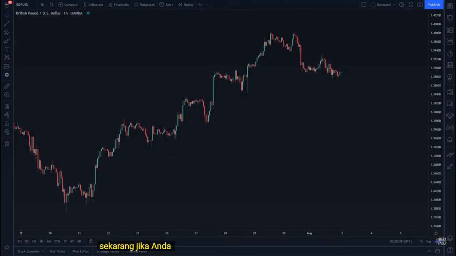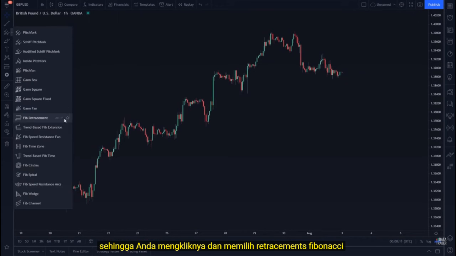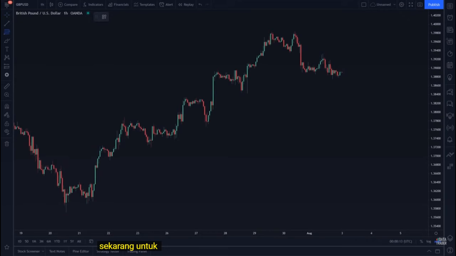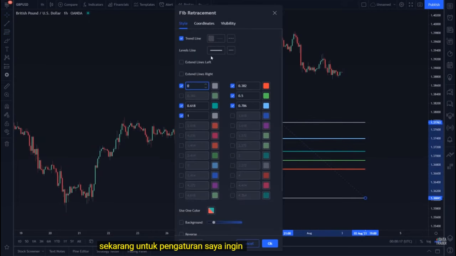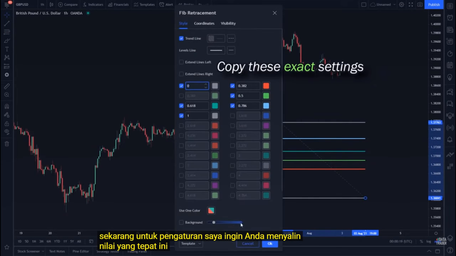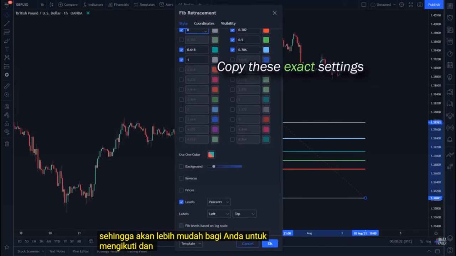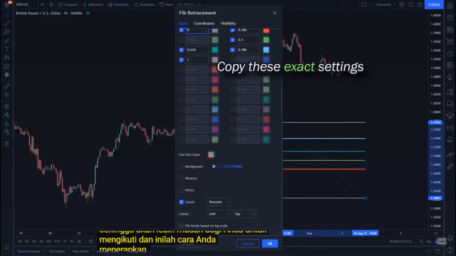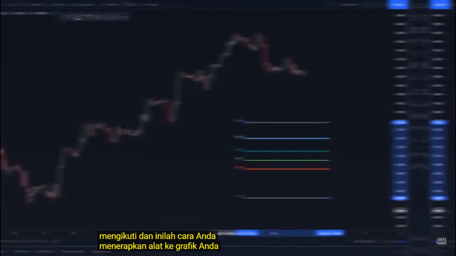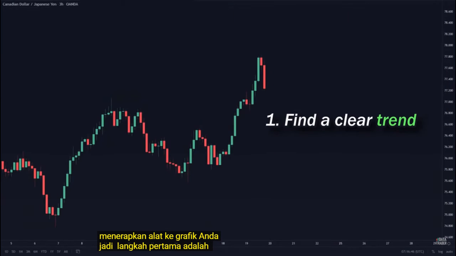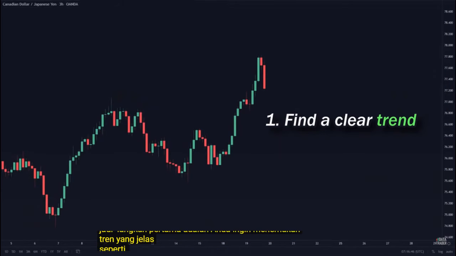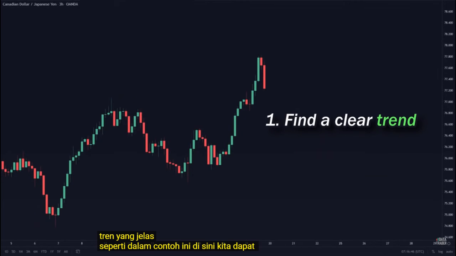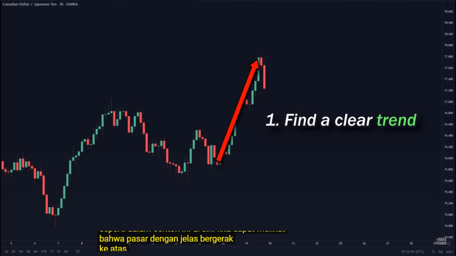Now, if you're using TradingView, the Fibonacci tool can be found on the left side of the screen. You click it and select Fibonacci retracements. Now for the settings, I want you to copy this exact value so that it'll be easier for you to follow along. And so here's how you apply the tool onto your chart. The first step is to find a clear trend. Like in this example, here we can see that the market is clearly moving upwards.